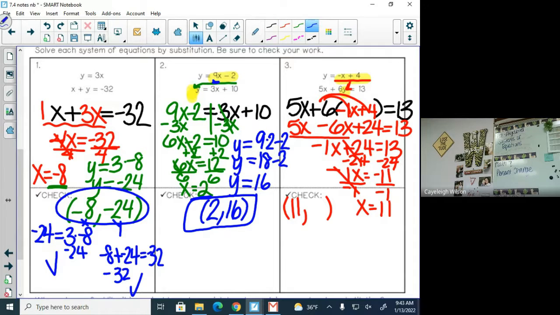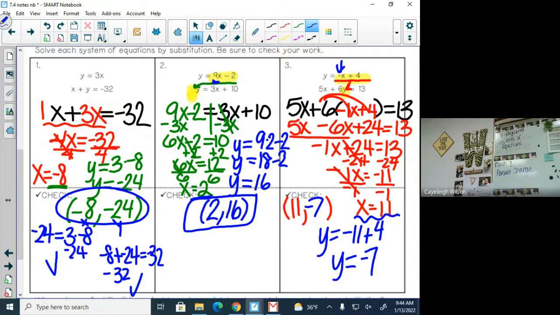All right, so I'm gonna take x equals 11, and like I said, I'm a creature of habit, so I'm gonna put it in right there. So that's y equals negative, and then 11 plus 4. So that's y equals negative 7. All right, let's check it together out loud.